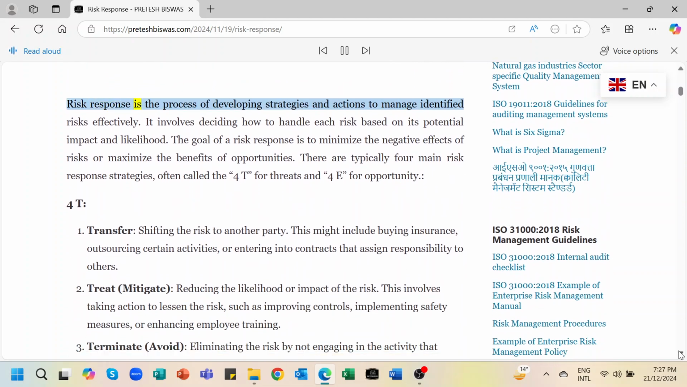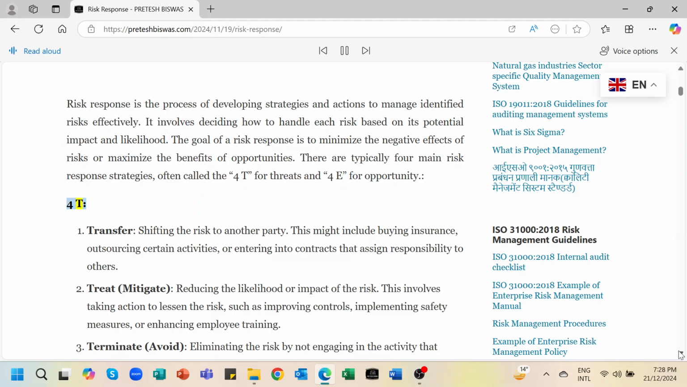Risk response is the process of developing strategies and actions to manage identified risks effectively. It involves deciding how to handle each risk based on its potential impact and likelihood. The goal of a risk response is to minimize the negative effects of risks or maximize the benefits of opportunities. There are typically four main risk response strategies, often called the 4T for threats and 4E for opportunities.